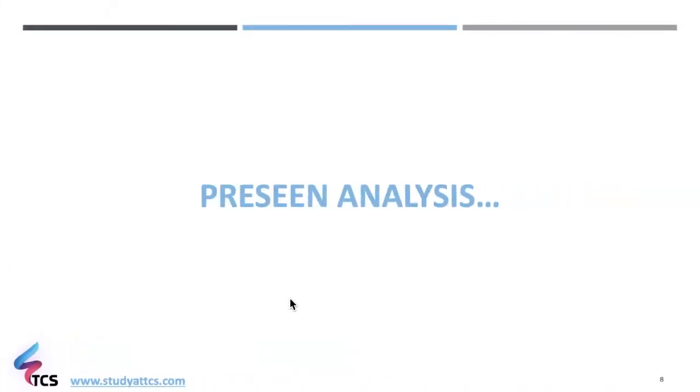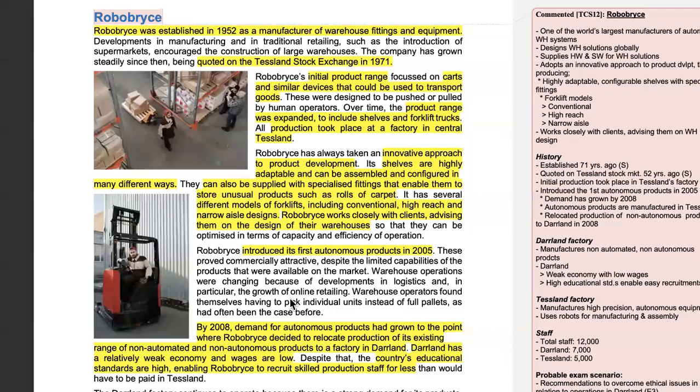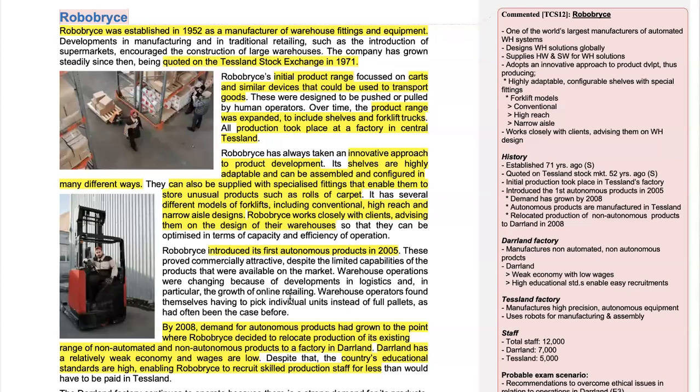All right, so I've highlighted the most important points when it comes to understanding the industry dynamics. So having done that, let's move on to discuss the internal dynamics of Robobryce. Okay, so Robobryce is one of the world's largest manufacturers of automated warehouse systems. So I spoke about warehouse automation and the benefits gained by it. So this is a front runner within this industry, and this is a global player.